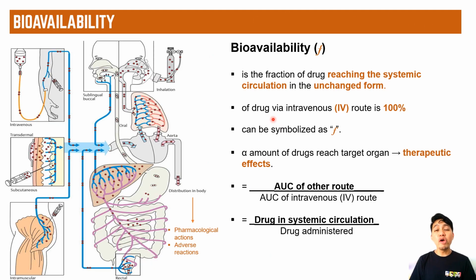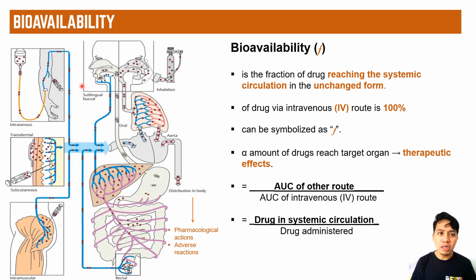Alright, bioavailability is the fraction of drug reaching the systemic circulation in the unchanged form. I would like to highlight here there are 2 keywords: the systemic circulation as well as the unchanged form. Drugs can be administered either through subcutaneous, through respiration, intravenous route, intramuscular injection, as well as the oral route, the most common one.